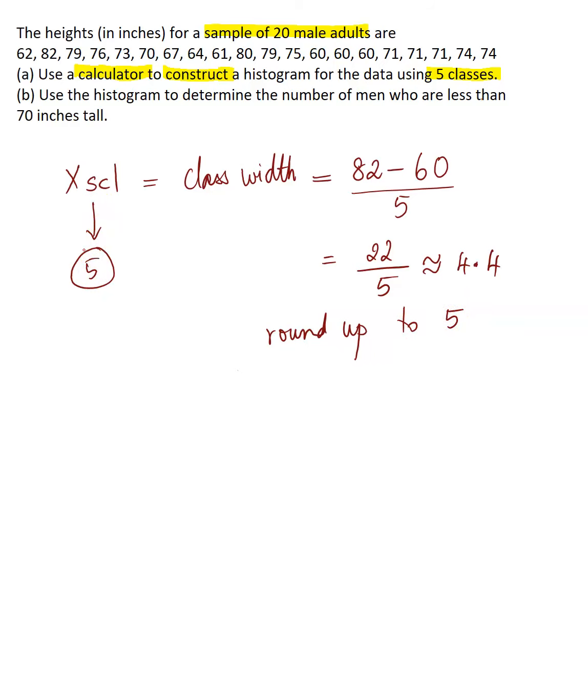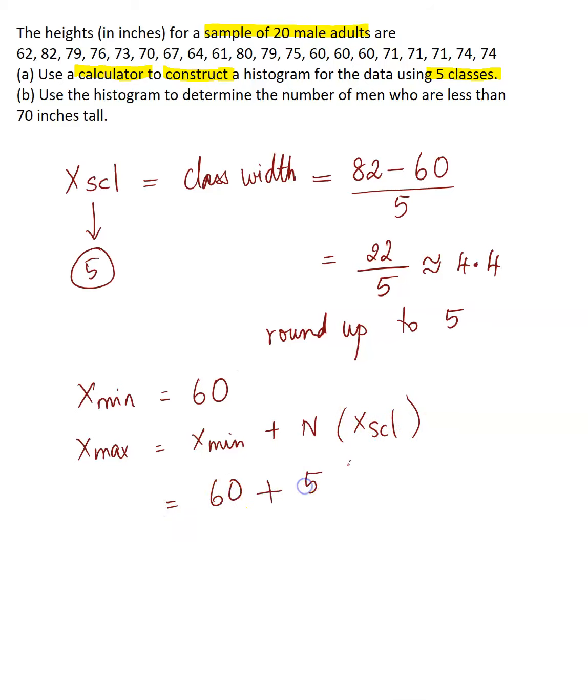Now we have to find x min. That's kind of easy because x min is the minimum value itself, so that's your 60. And we know that for x max we have a formula, so that's x min plus the number of classes times the class width. So then that is your 60 plus 5 times 5. Okay, so 60 plus 25, which is 85.